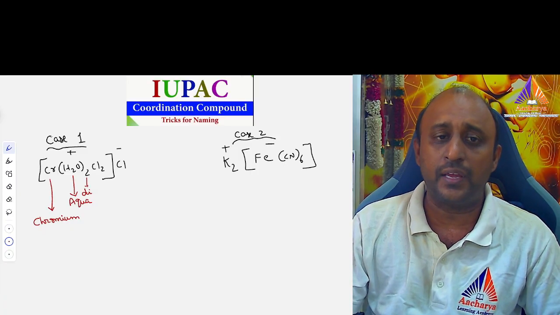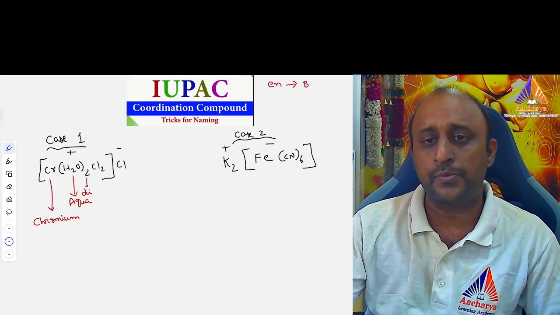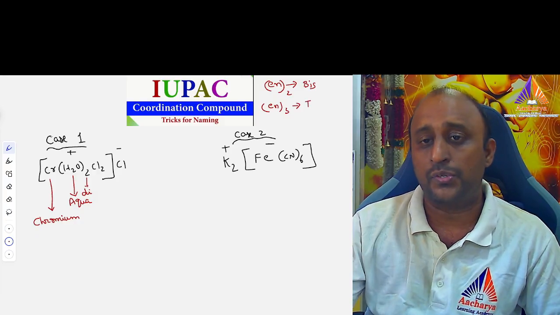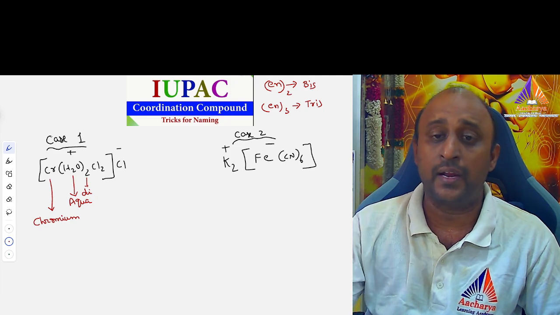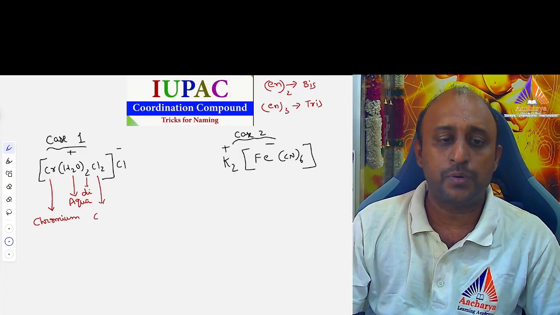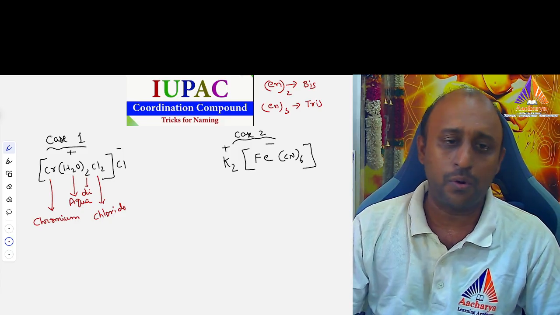If you have a bidentate ligand like en, you need to use bis. Whenever you have en twice, you say bis; if en thrice, we say tris. I'm talking about bidentate ligands. Like that, we name with the respective di or tri for unidentate ligands. And here Cl stands for chlorido. Remember, this comes under anionic ligands, where you can use the term chlorido or chloro.